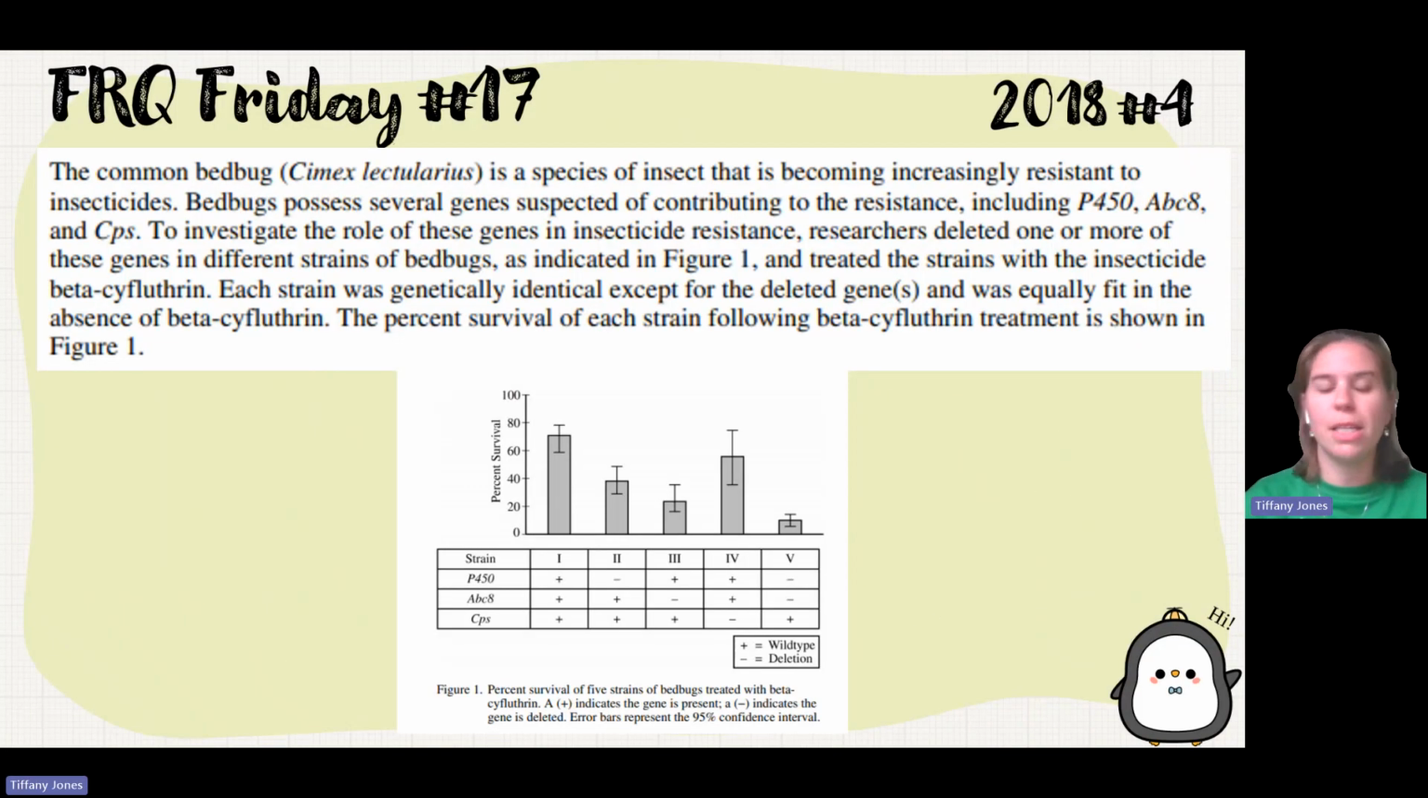So the common bedbug is a species of insect that is becoming increasingly resistant to insecticides. Bedbugs possess several different genes that are contributing to that resistance. We have P450, ABC8, and CPS. And so what the investigators want to do is investigate the role that each of those has in the insecticide resistance. So they deleted one or more of these different genes in these different strains.